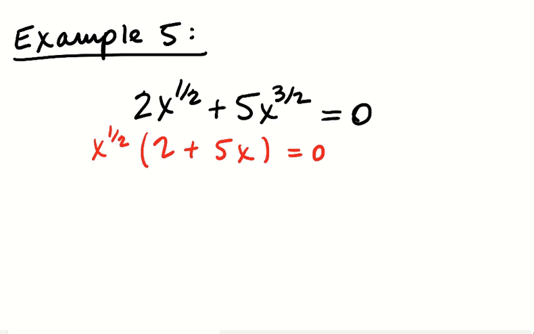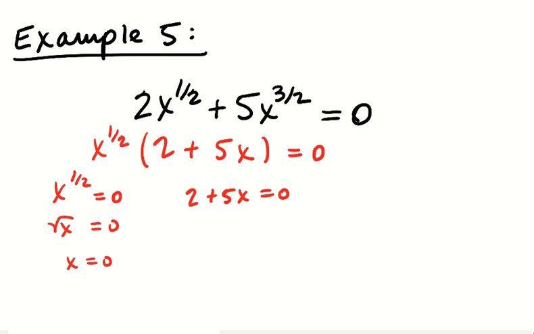Now, if these two things are multiplying together to equal 0, either x to the 1/2 equals 0, or 2 plus 5x equals 0. All right, well, this is the square root of x equaling 0. That only happens when x is 0. You can take the square root of 0. Because you think, is there a number that if I square it, I get 0? Yes, if you square 0, you get 0. So 0 is the square root of 0.